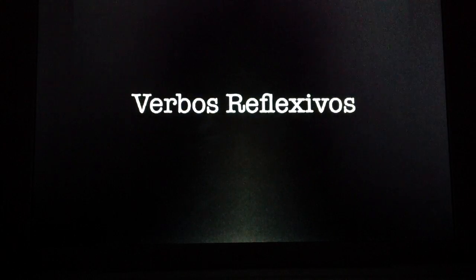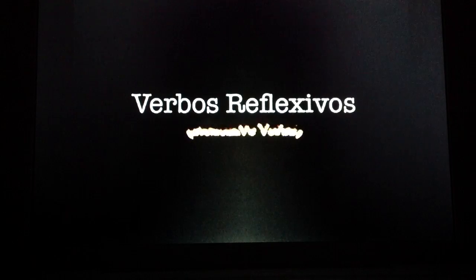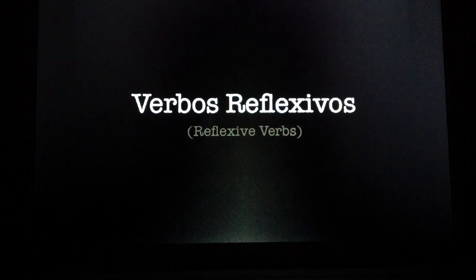Esta noche vamos a aprender algo nuevo. Es un poco difícil, pero si prestan atención, no será problema. Esta noche vamos a aprender de los verbos reflexivos. In English, they're called reflexive verbs. You probably haven't really discussed reflexive verbs in your English class. This is something very peculiar to Latin-based languages.